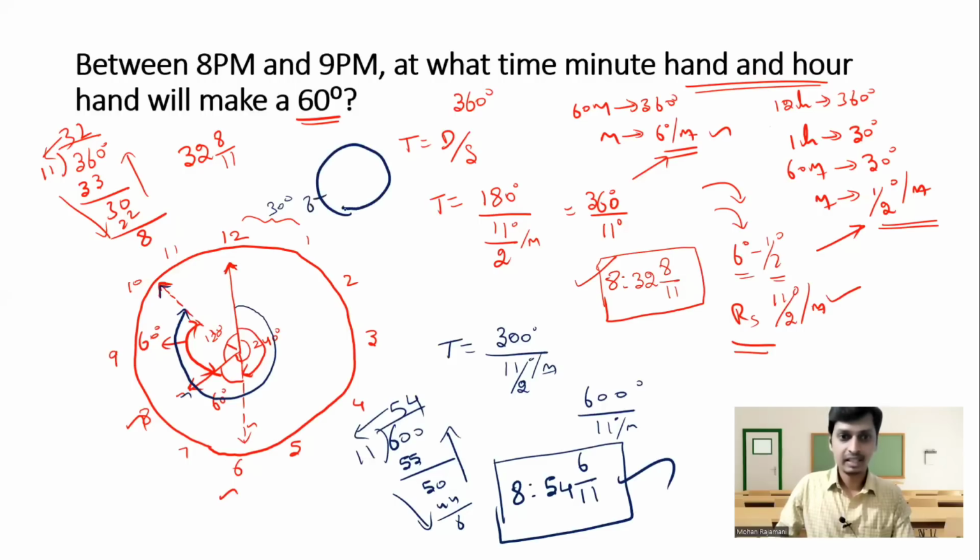So it's 8 and this is 6. So here you will get 160 degree, and this is 8 and this is 10. So here you will get another 60 degree, right? So you have two options. That's the reason we are getting two answers. Hope you are clear, right?